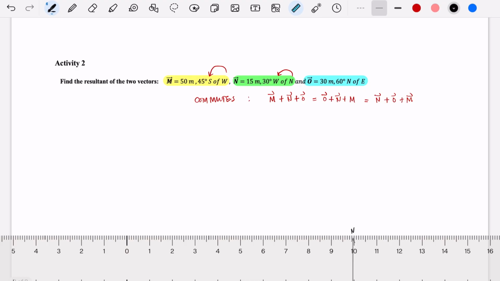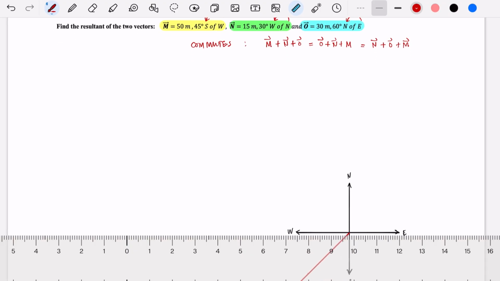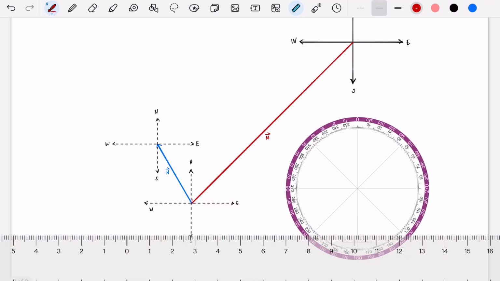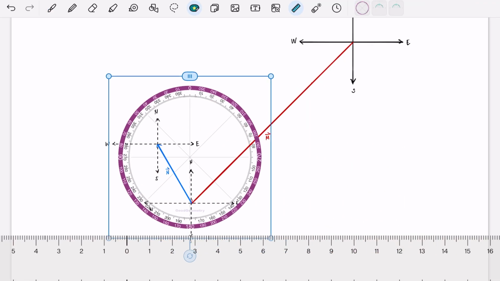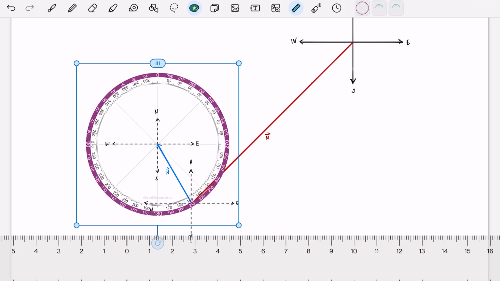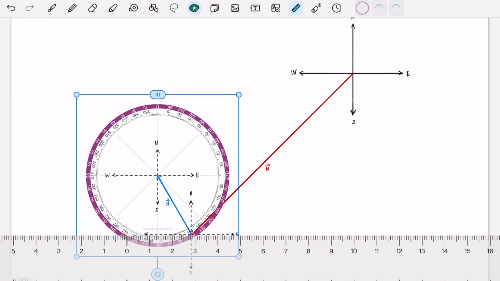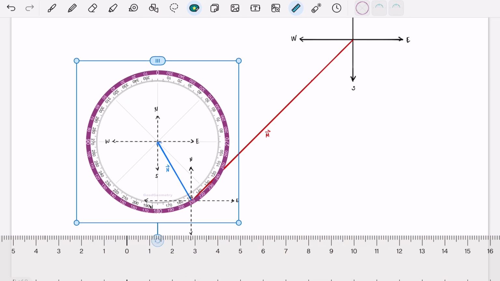Alright, so the third vector is vector O. It's 30 meters, 60 degrees north of east. Meaning, just like what we did earlier, you start from east going north and measure 60 degrees. And 30 meters, if we use our scale, is just 6 centimeters. So I'm going to get my protractor again, and where do I set the 0? I should set my 0 to east.